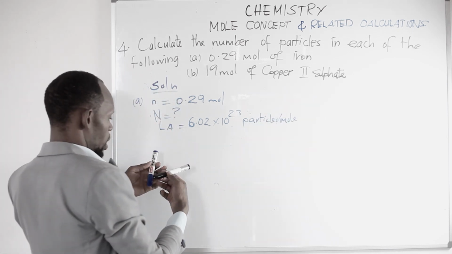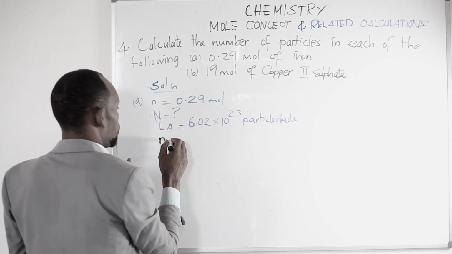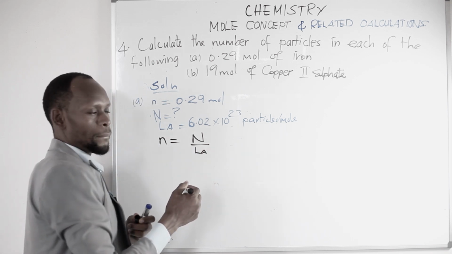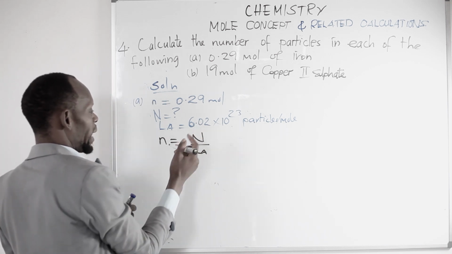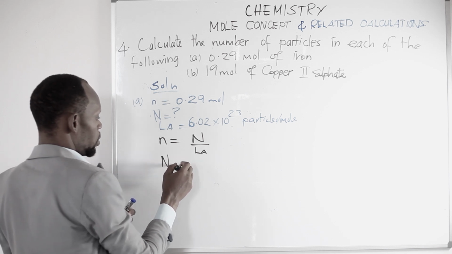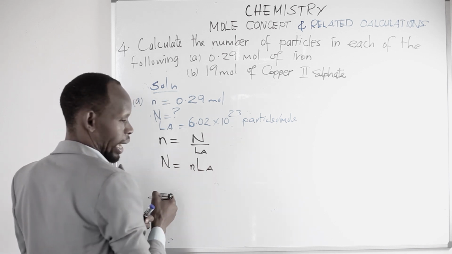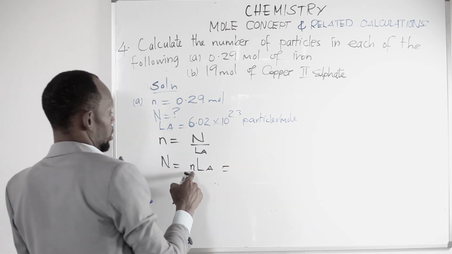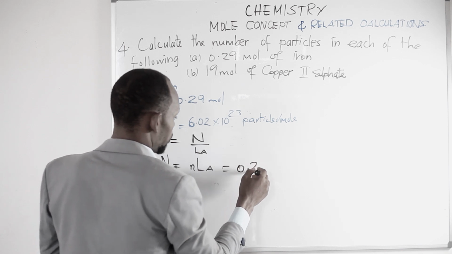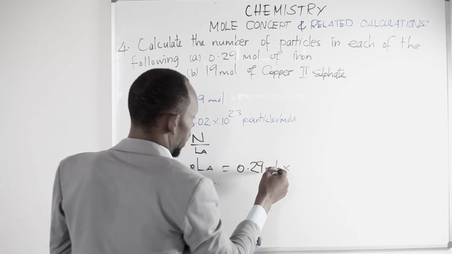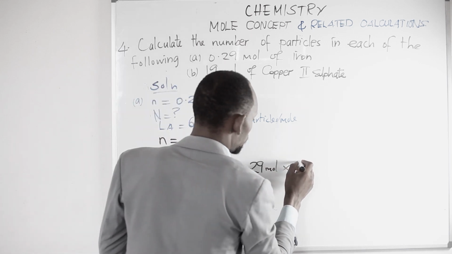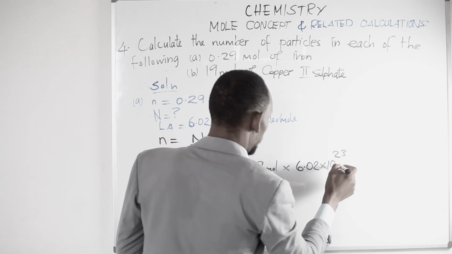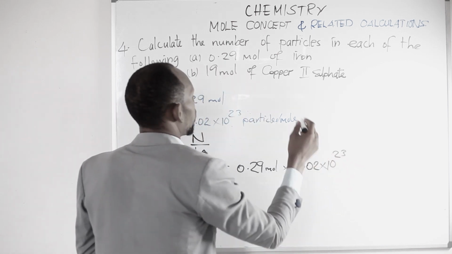From the formula, number of moles equals number of particulate entities divided by Avogadro's constant. But I am required to find the number of particles, so I make capital letter N the subject, which will be N equals n times L A. So N equals 0.29 mole times Avogadro's constant, 6.02 exponent 23 particles per mole, which gives the number of particles.